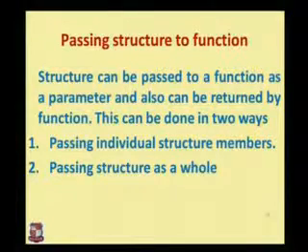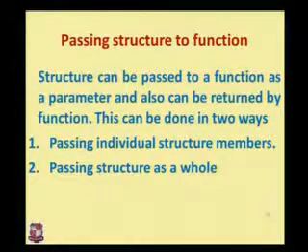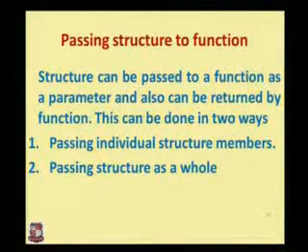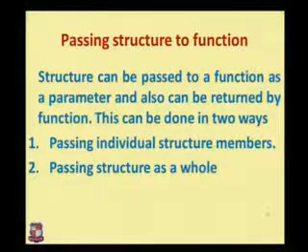Then passing of structure to function. We have seen that the structure is having nesting, so we can say that the structure is also having function variables. There are two ways to pass a particular structure to functions. First is passing individual structure members, and second is passing the structure as a whole. Then our structure can be passed to a function as a parameter, and also can be returned by a function. These two things represent that your whole structure, or your structure variable, can be passed to a function.